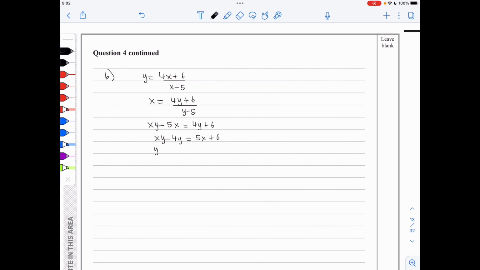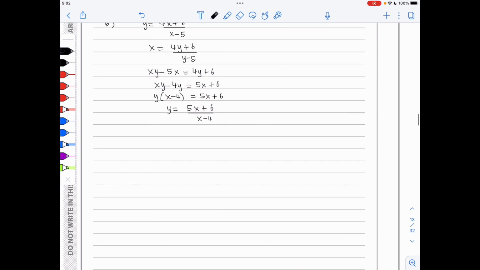Let's factor out the y. y brackets x minus 4 is 5x plus 6. So y is (5x plus 6) over (x minus 4). This is the expression for f inverse of x. So f inverse of x is (5x plus 6) over (x minus 4).